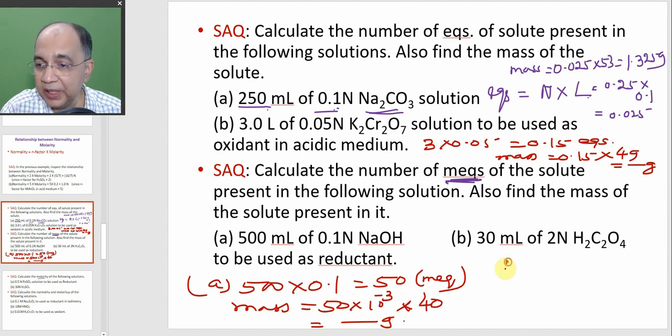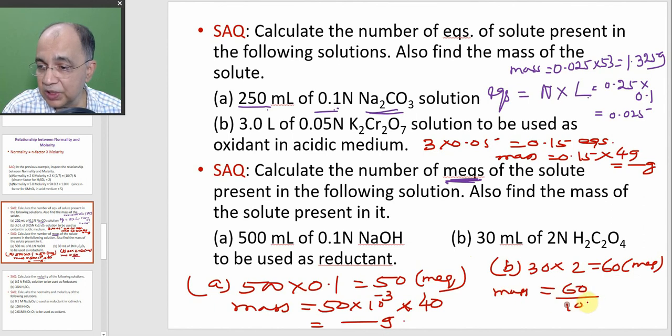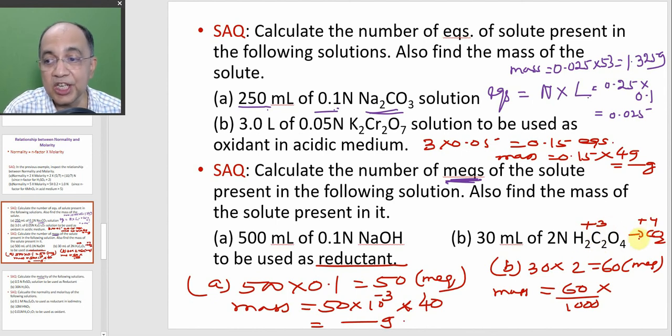And the second one, B, will be volume in milliliter 30 into 2, 60 milliequivalents. And how to get mass? You kill milli, 60 by 1000 into equivalent mass of oxalic acid, which is molecular mass by 2, because it is to be used as a reductant. We have seen that when it is a reductant, it goes from +3 to +4 in carbon dioxide. The change is 1 for 1 carbon atom, but there are 2 carbon atoms. So the total change is 2. So the N factor is 2, its molecular mass is 90, 90 by 2 is 45.